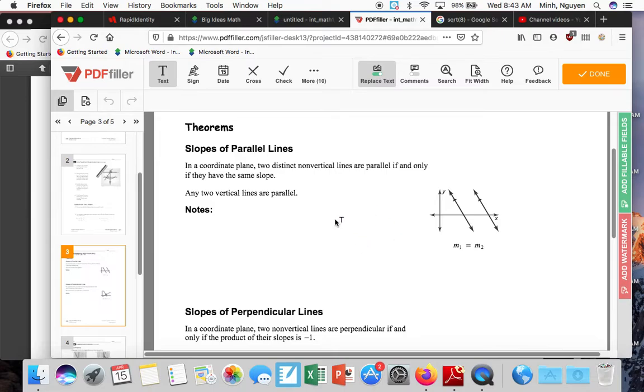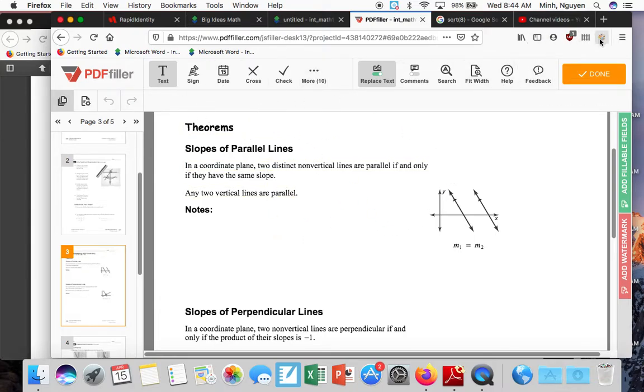So, in the coordinate plane, two distinct non-vertical lines. Two distinct means separate. Non-vertical means they're not going straight up and down. Are parallel if and only if they have the same slope. Any two vertical lines are parallel. So the slope of one has to equal the slope of the other. And what does that mean?